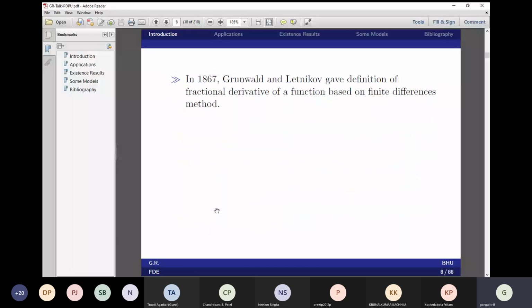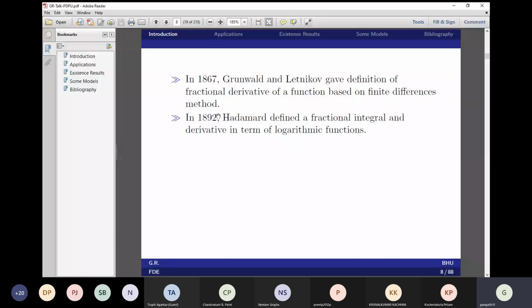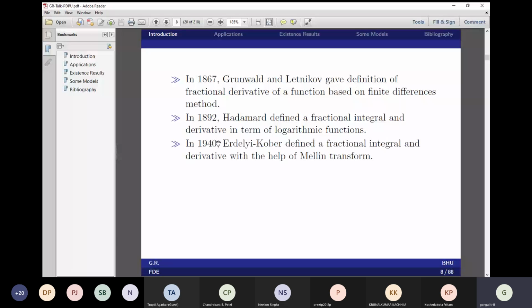In 1867, Grünwald and Letnikov gave the definition of the fractional derivative of a function based on the finite difference method. In 1892, Hadamard defined a fractional integral and derivative in terms of the logarithmic function. In 1940, Erdélyi-Kober defined a fractional order integral and derivative with the help of the Mellin transform.